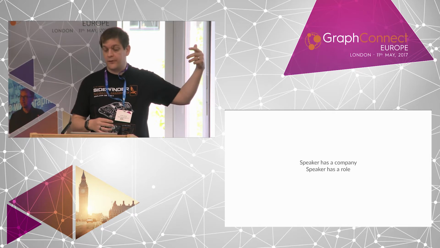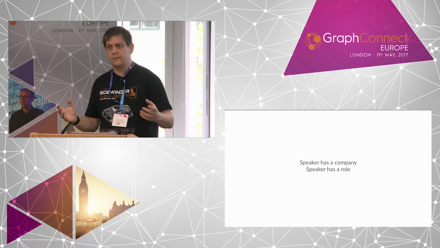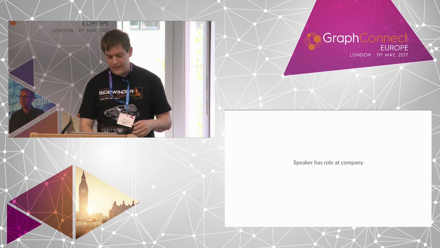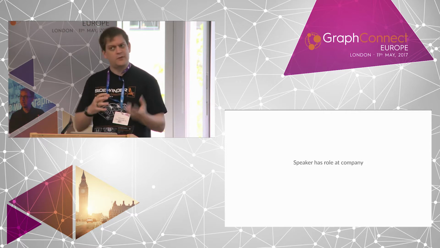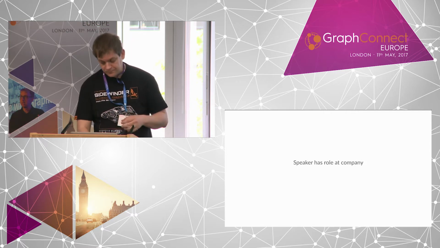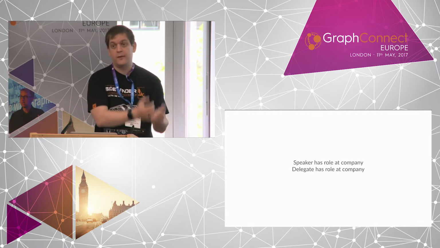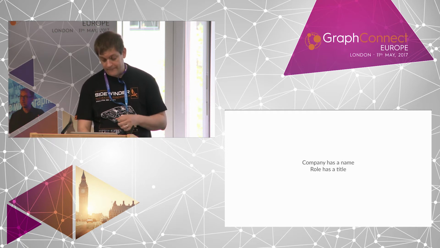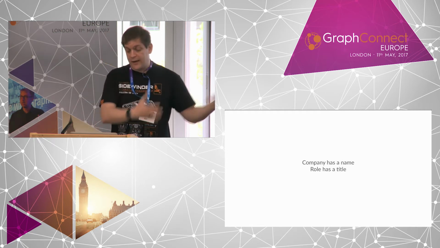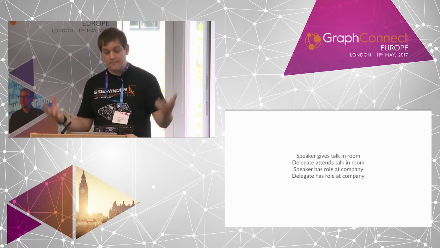Now, we could go and put company and role as properties of the speaker, but I have 3 roles at 3 different companies. Also, speaker has role at company looks very much like verbs and nouns to me. Not only that, but delegate has role at company too. So let's build these as part of the model, not tucked away inside properties. So we can then say a company has a name and a role has a title. And we have the basis of a model.